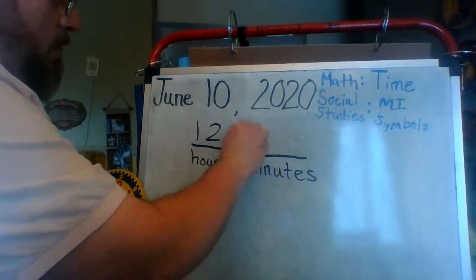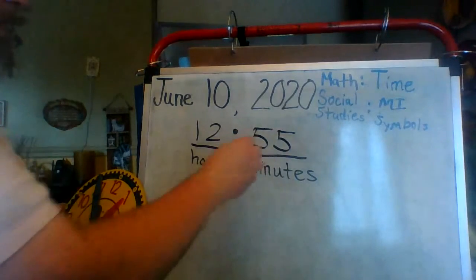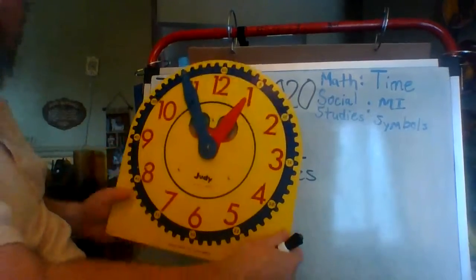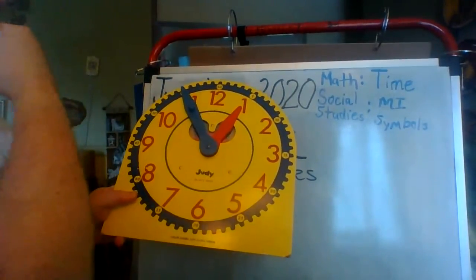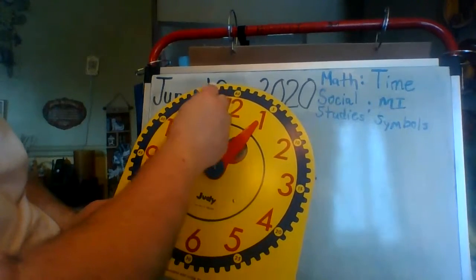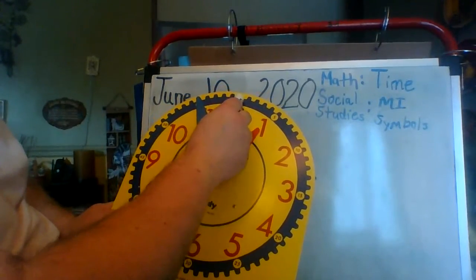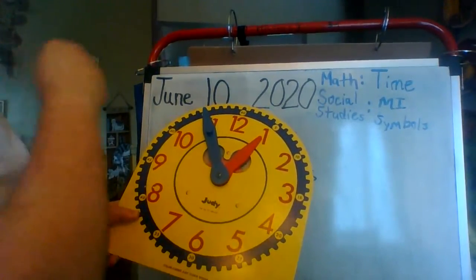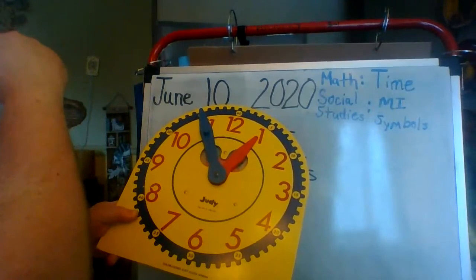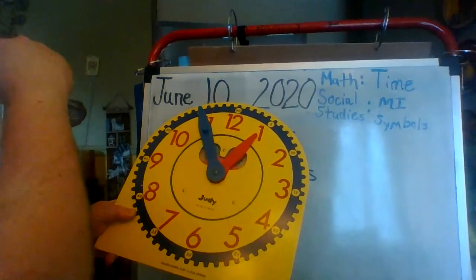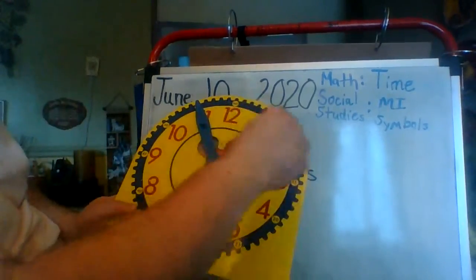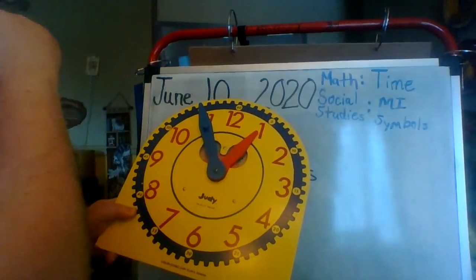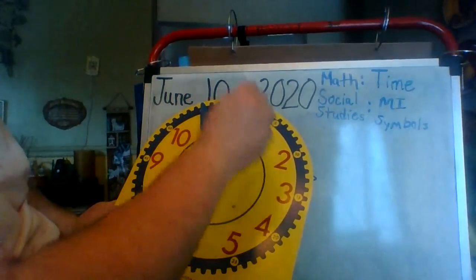12:55, or 55 minutes past 12. Another way some people say this is if you look, I'm literally only one jump of minutes, 5 minutes away from being 1 o'clock. So some people would call this 5 minutes to 1. That's another way you can say it. 55 minutes past 12, 12:55, or 5 minutes to 1 o'clock.